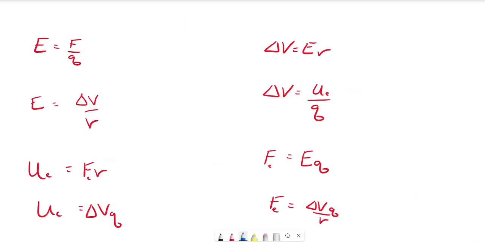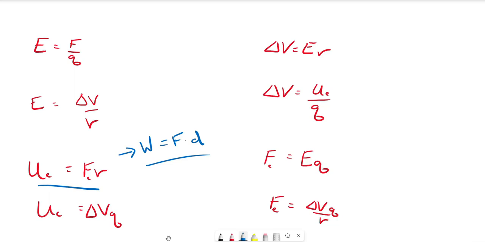Now, as you can see, there are a lot of different ways to represent the relationships between these 4 equations, and they all involve one of the equations divided by or multiplied by an r or a q, or sometimes both. There are more relationships than just the ones on the screen here, and it's worth mentioning that the electric potential energy is equal to the force times the distance, which sure reminds us of the work, doesn't it? So when you're asked to find the work done to move a charge, this is what you're looking for.